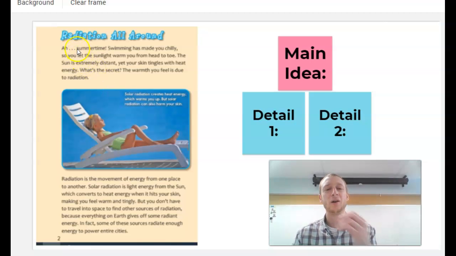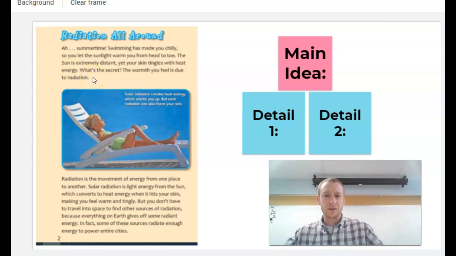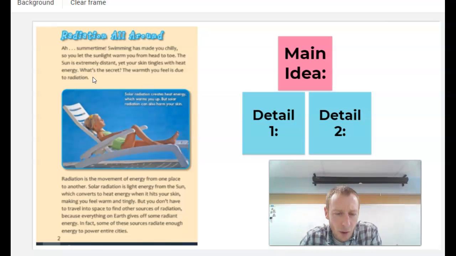So all of a sudden, already I'm thinking, all right, radiation all around. And they were just talking about the sun and how the sun warms your skin because of radiation. So radiation really is kind of like all around us, including coming all the way from the sun. Let's keep going. Well, I'm going to read the caption first.